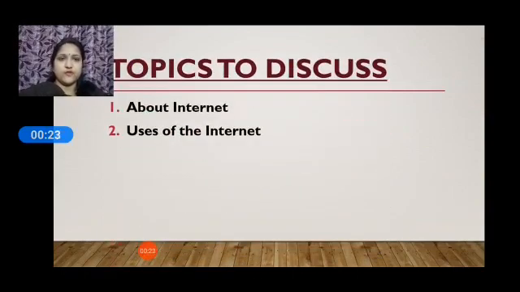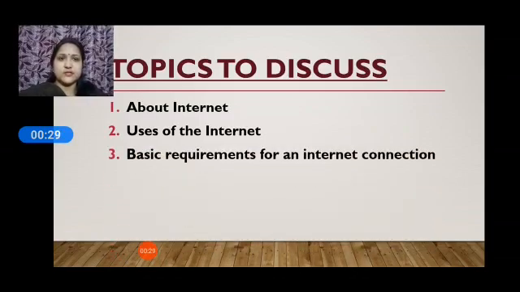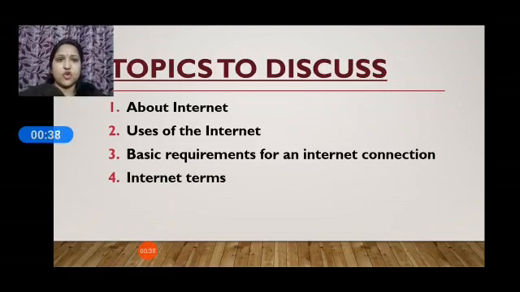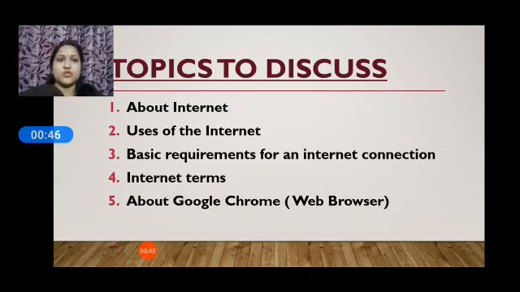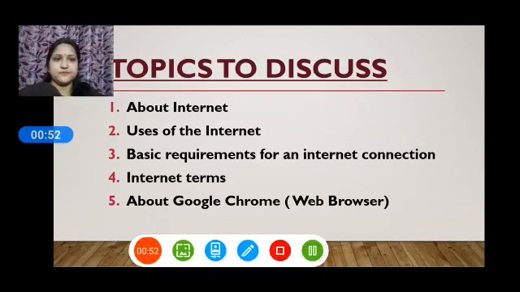First topic we will discuss in this chapter is about the internet. Second one is uses of the internet. Next topic is basic requirements for an internet connection, and then internet terms. In this topic we will discuss many terms which are directly related to the internet. Next one is about Google Chrome. Let's begin the chapter with the explanation of all these topics.